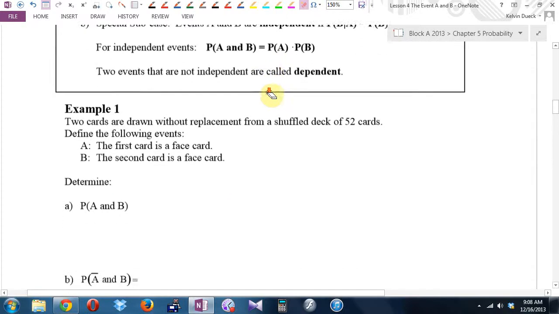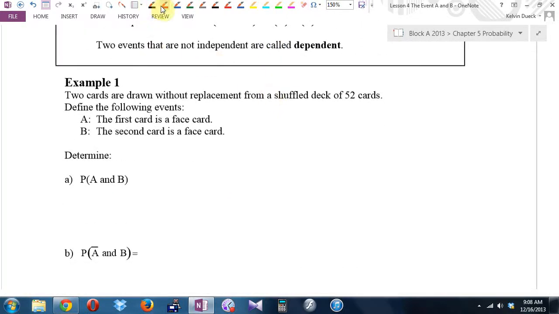It's easier if I do some examples. Example 1. 2 cards are drawn without replacement from a shuffled deck of 52 cards. All of you underline the phrase without replacement. This is going to be a dependent probability event because we're not replacing the cards. We're going to define the following events.